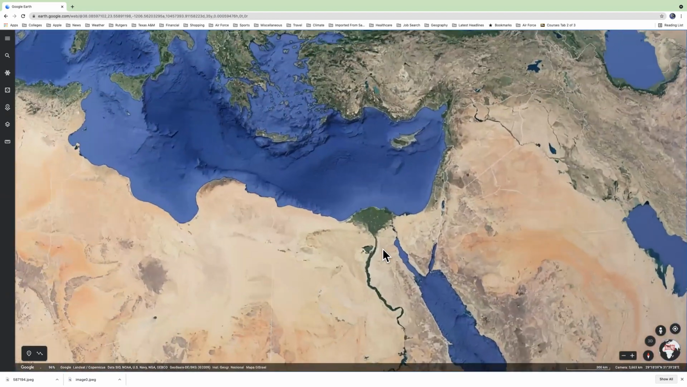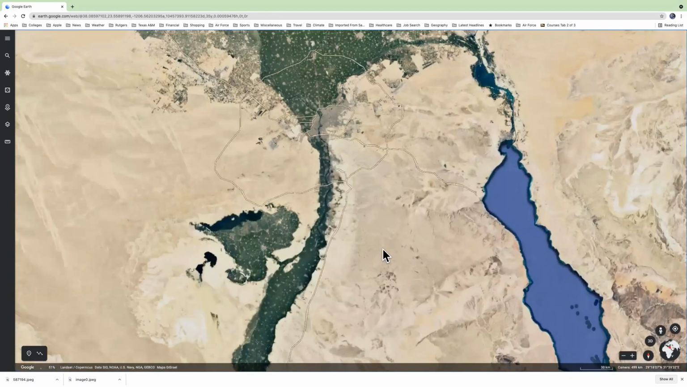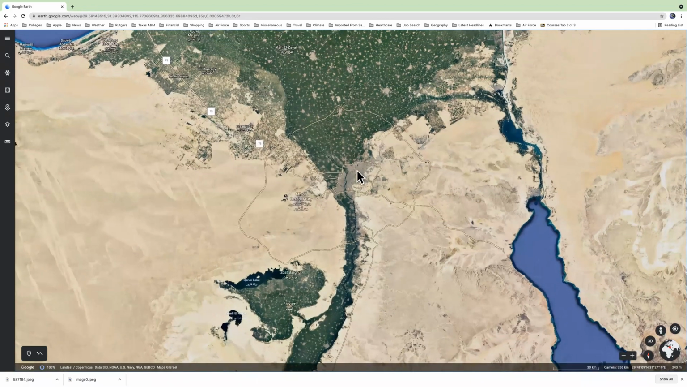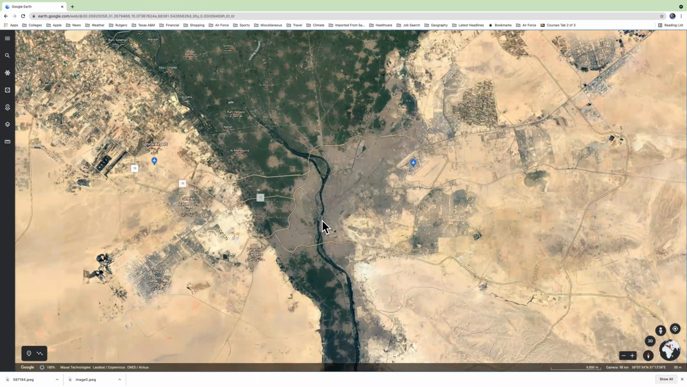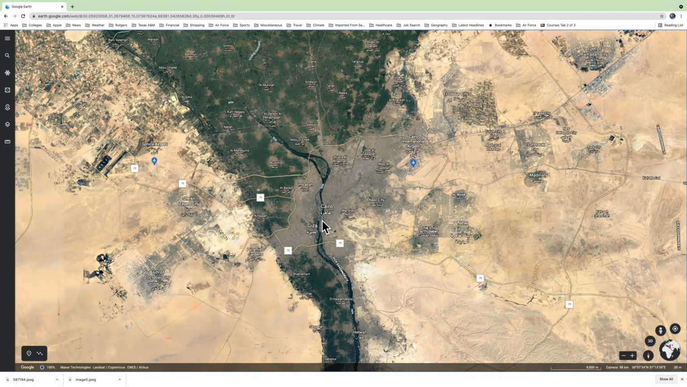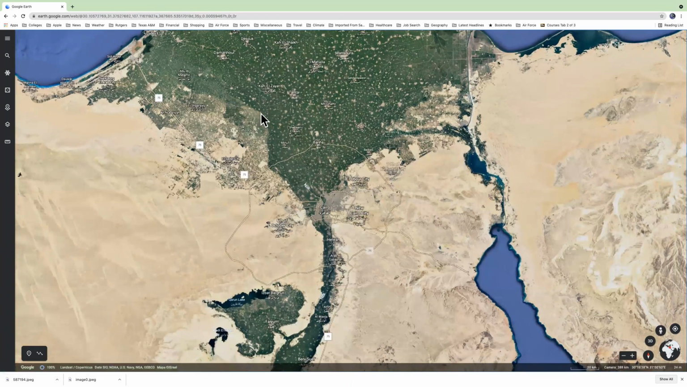Google Earth allows you to see what's going on in Egypt. So Egypt's capital is Cairo, an old city of 22 plus million people, very congested and very poorly planned because it grew sort of organically. It sits at the beginning of the Nile Delta, which is a very flat and fertile region where the majority of people live.